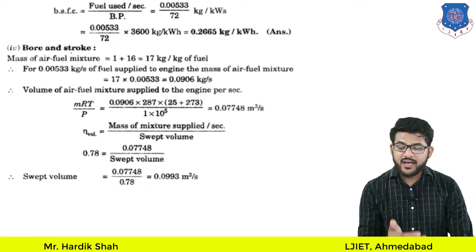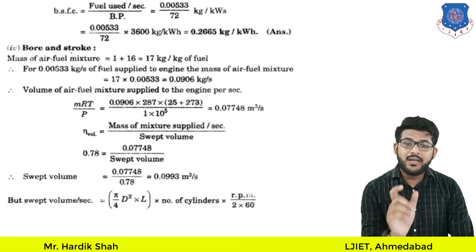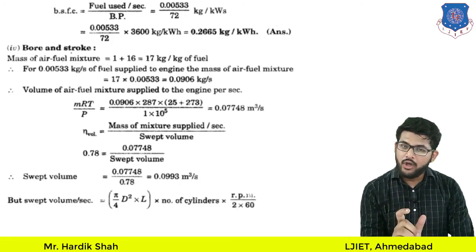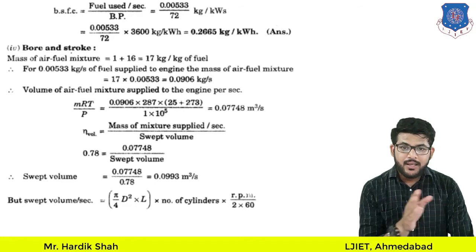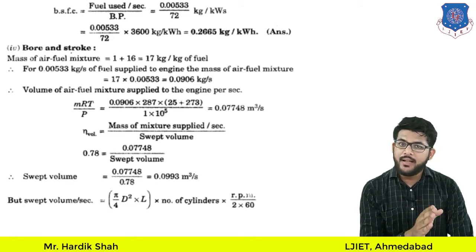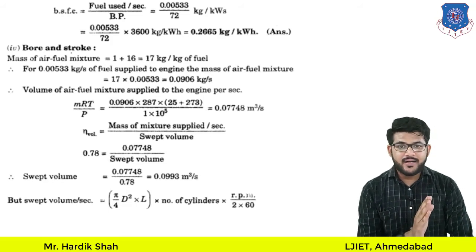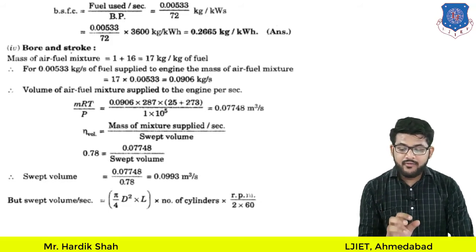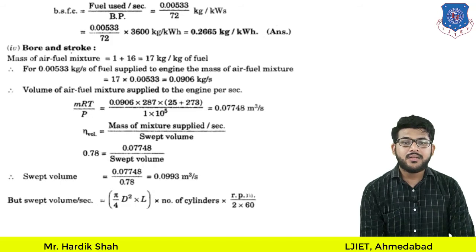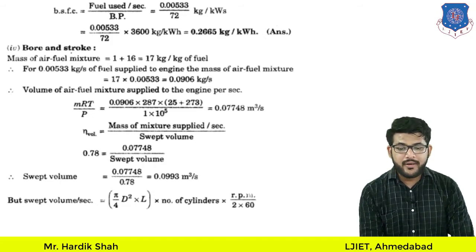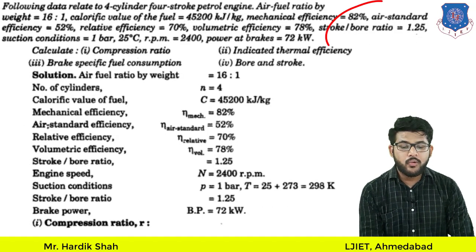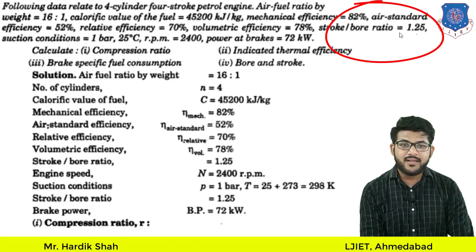Okay, now second one is, what is the meaning of swept volume? That is a volume, it is area into length. Area is pi by 4 D square, L is the length, that is the stroke. Okay, now we are given the length through the bore diameter. You can see the stroke to bore ratio is actually given, that is 1.25.